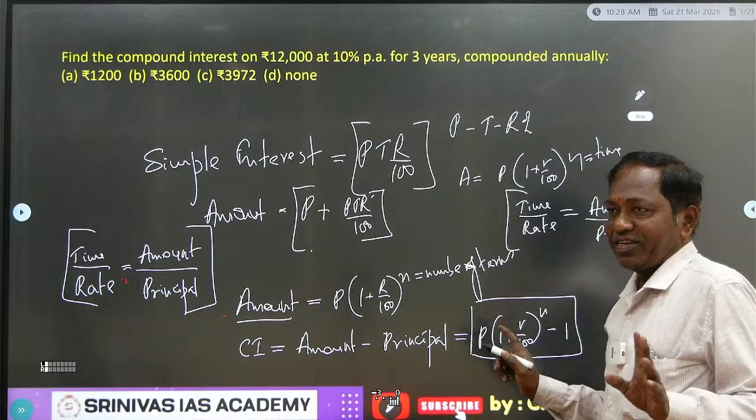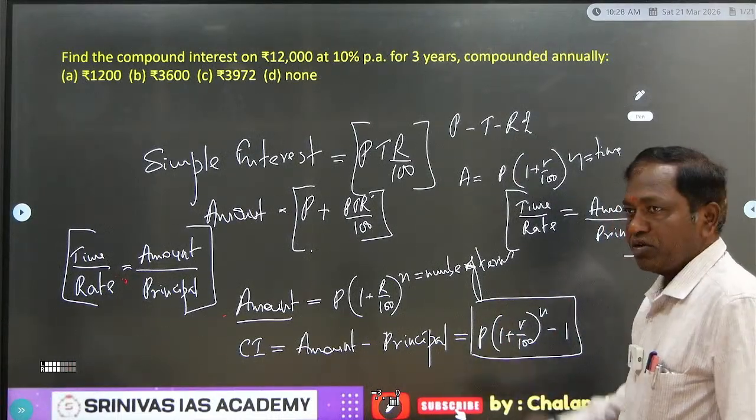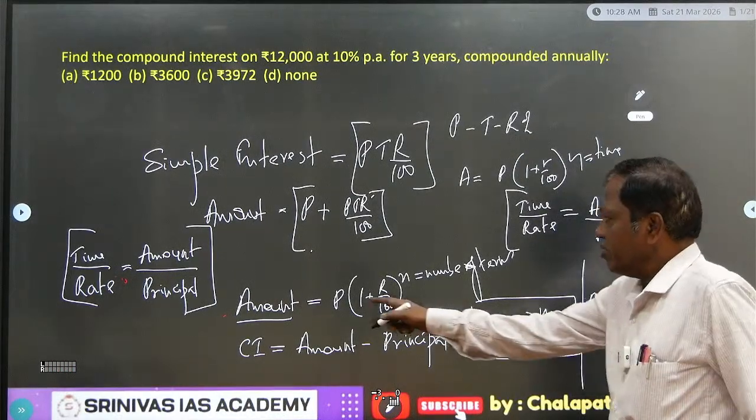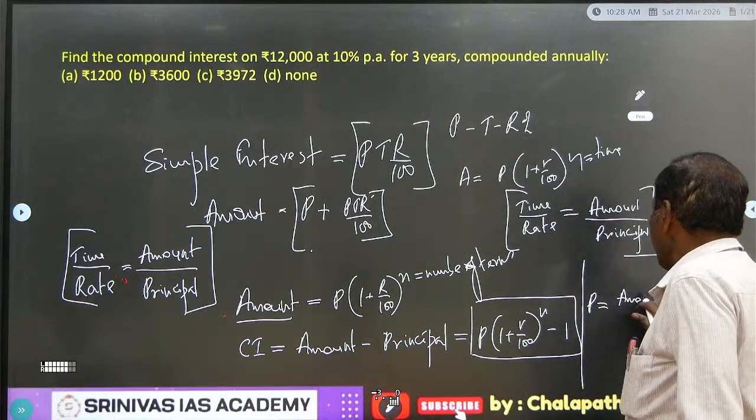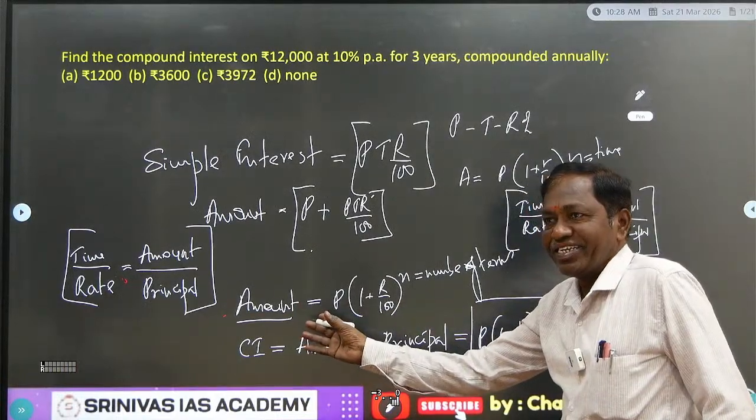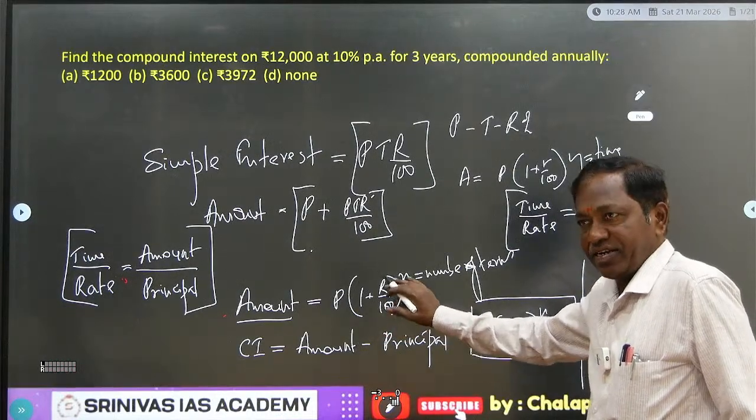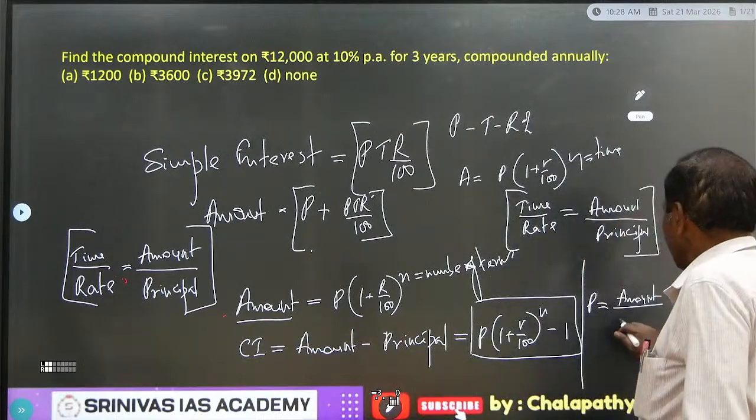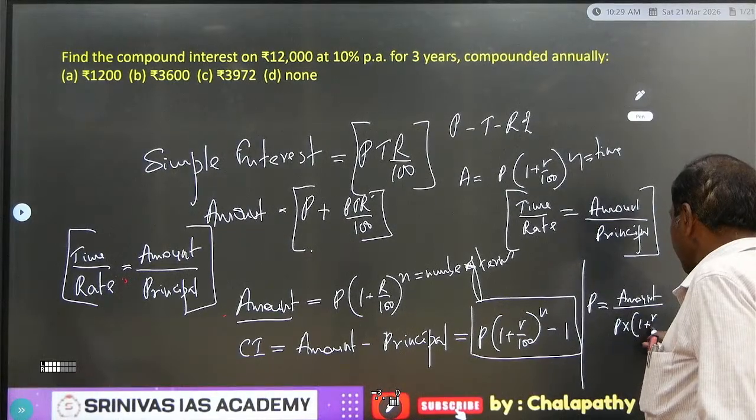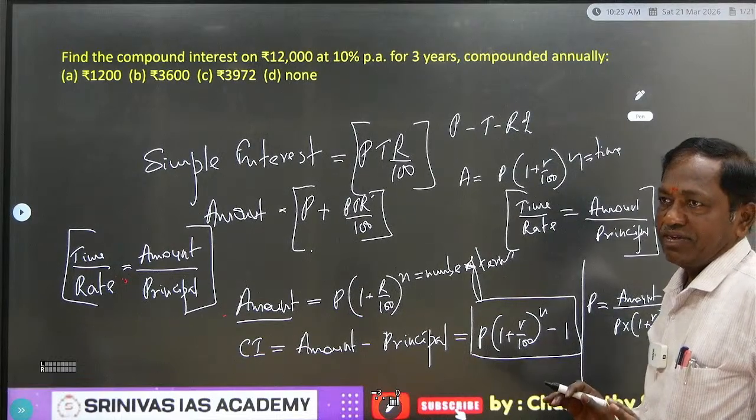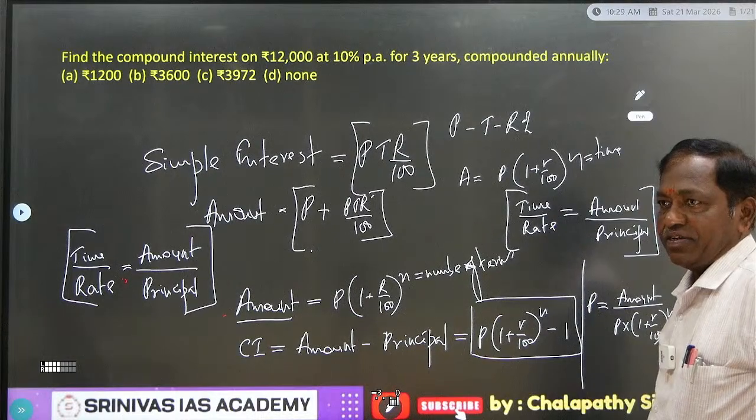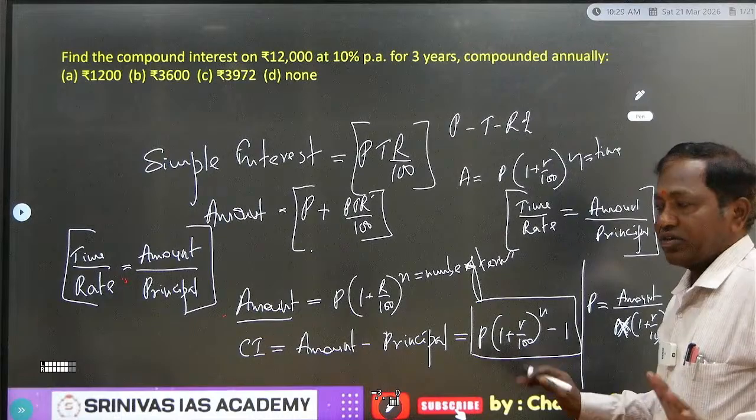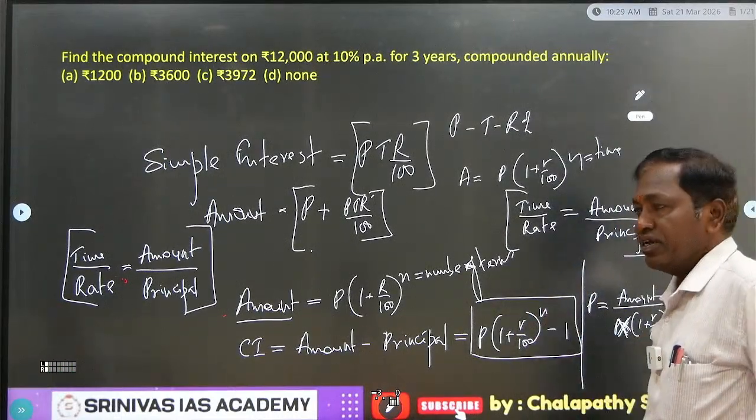We need to remember only one thing. To know the principal in compound interest, what is the formula? Principal is equal to amount by this bracket, 1 plus R by 100 to the power of N, because the bracket shifts to the other side, whatever it is, same LHS equal to RHS. Sorry, it is my error earlier, that will shift. That's all. The only thing you need to know is this one: 1 plus R by 100.